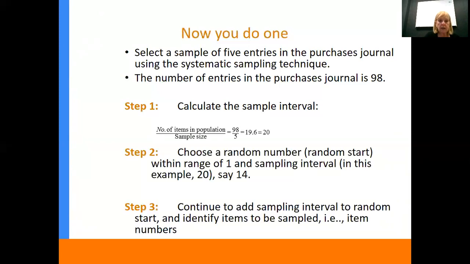And I continue to add the sampling interval to the random start. So I end up with 14, 33, 52, 71 and 90. Check it, do it yourself to see if I've actually got those numbers right. And you could experiment again with different numbers and just see if you can get that calculation correct.